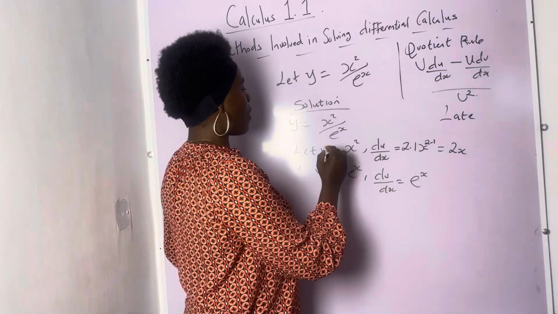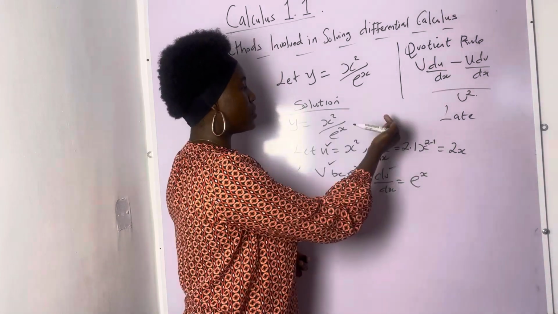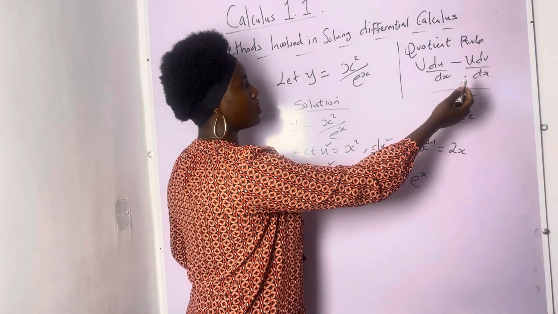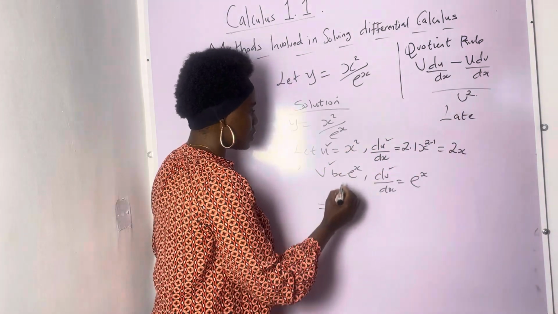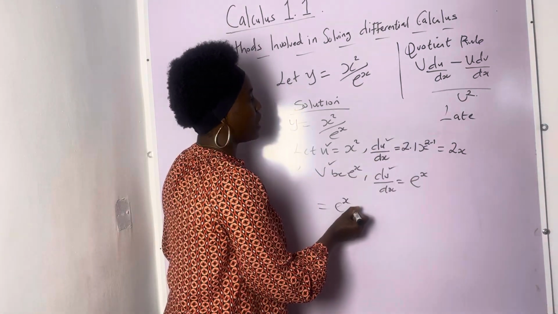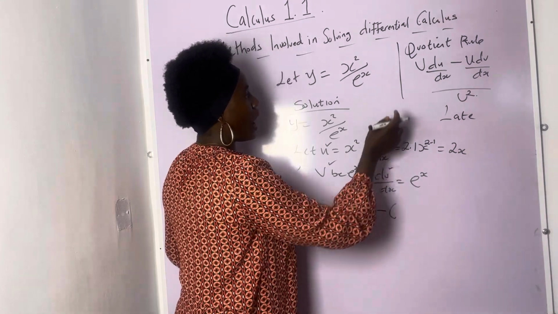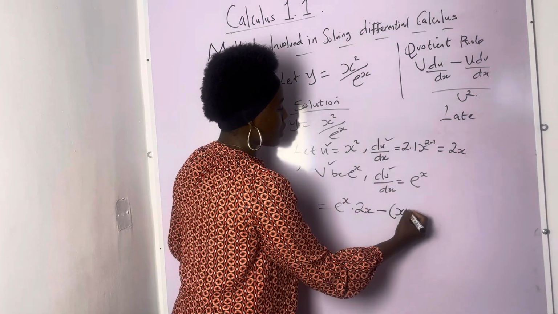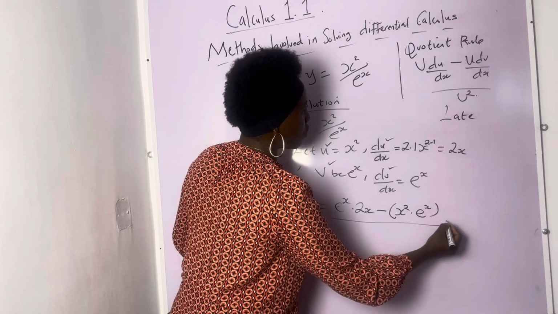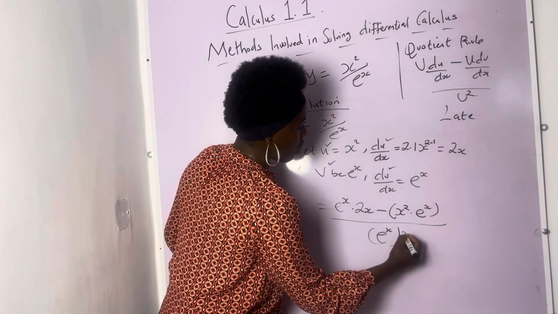Now, since we have our u, we have our du, we have our v, and we have our dv, we simply input all of this into the formula, which says v du/dx minus u dv/dx over v squared. So our v here is exponential x multiplying by du, which is 2x, minus our u, which is x squared, multiplying by dv, which is exponential x, all over v squared. And our v is exponential x, so exponential x all squared.